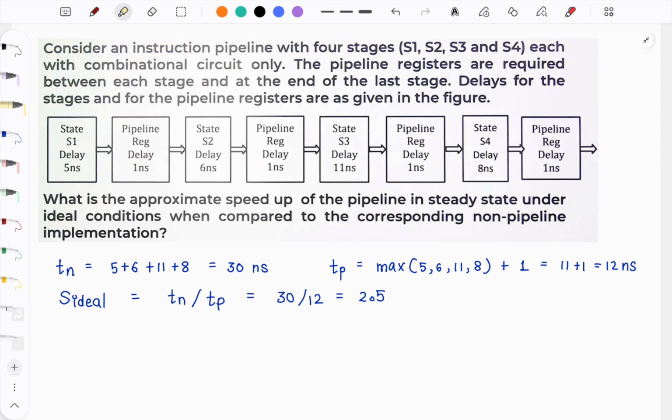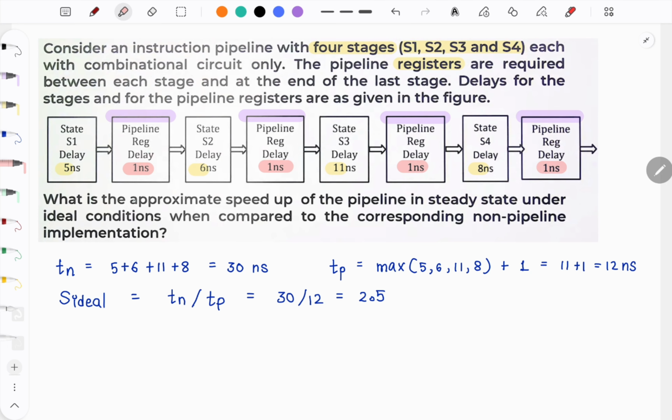Here we are given a similar kind of question. It might look complicated because of this diagram, but it is a very simple question. It says an instruction pipeline of 4 stages, k equals 4. These are the segments, each with combinational circuit only. The pipeline registers are required between each stage. This means we are using these buffers. Now we can see that stage S1 has a delay of 5 nanoseconds, this has 6 nanoseconds, 11 and 8, and each of the registers has 1 nanosecond of delay.